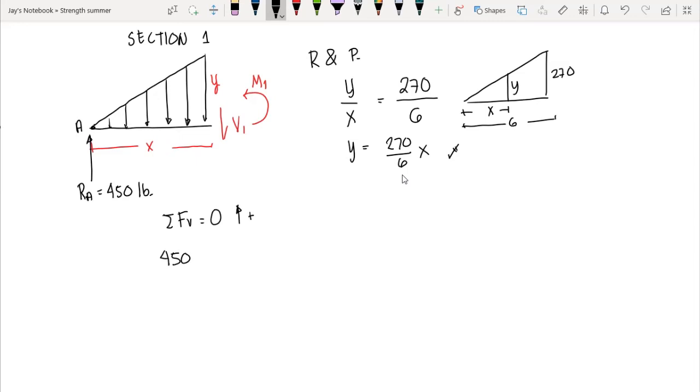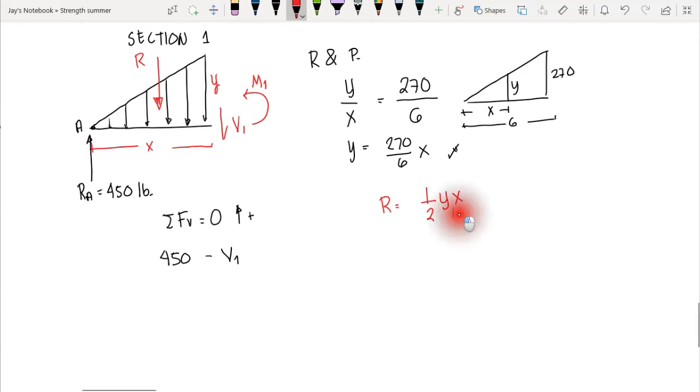That's upward, so that means it's positive. Then minus the internal shear V1. Now we have the resultant of our triangular load, let's say that's R. Take note, our R is equal to the area of our triangular load, that is 1/2 y times x. This is the area of a triangle, correct?